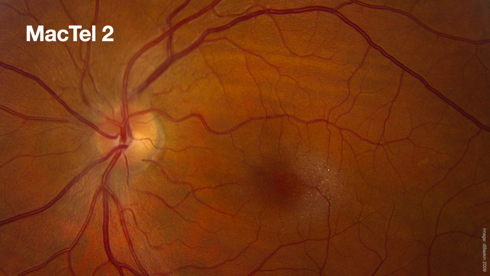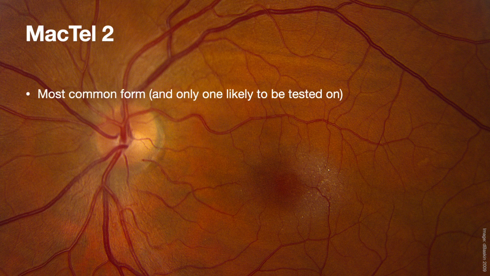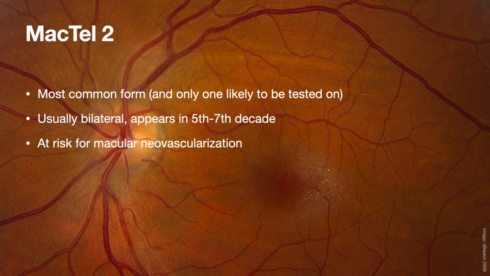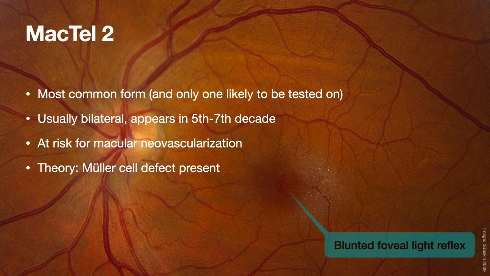MacTel 2 is the one you need to know. This is the one you'll get tested on. So much more now than in the past because of OCT. So it's the most common form. Usually it's in the 5th or 7th decade. They oftentimes will have diabetes. That's not in the book, though. They're also at risk for macular neovascularization. Mueller cell defect is one of the theories.